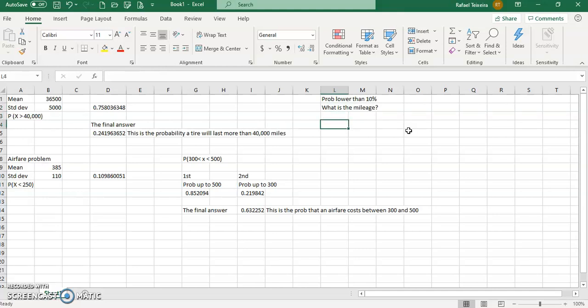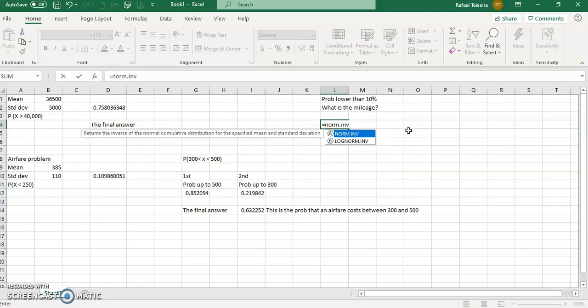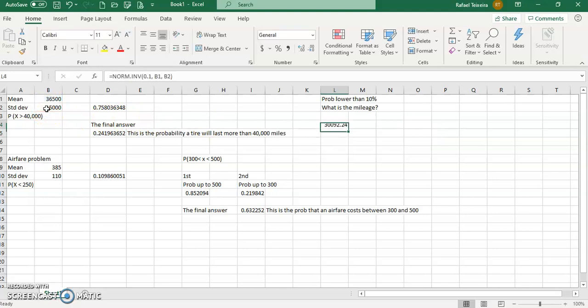Okay, so to solve this problem, what we do is equal NORM.INV. Inverse because we're going from the percentage, the probability, to a value. I open parentheses, and then the first information I have to enter into Excel is the probability. So the probability is 0.1, which means 10%. Excel understands probabilities in decimals, okay? So remember about that. The mean is 36,500. I type comma, standard deviation is 5,000, close parentheses. So the mileage is 30,000 miles.